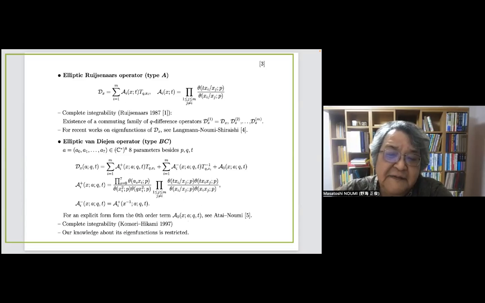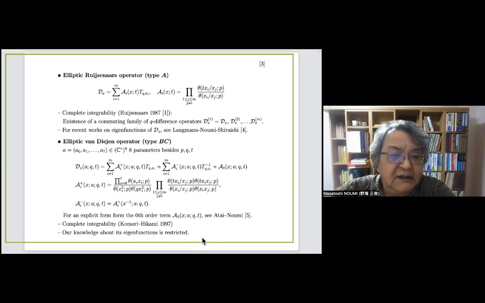And I did not give an explicit formula for the zeroth order term. Actually, the zeroth order term, this a_0, is very complicated, and it can be characterized by some kind of quasi-periodicity. Actually, this part is an elliptic function in each variable x_i, and this function can be characterized in terms of the positions of poles and the residues. But I will not use the explicit formula here. Anyway, this is the form of the elliptic van Diejen operator.